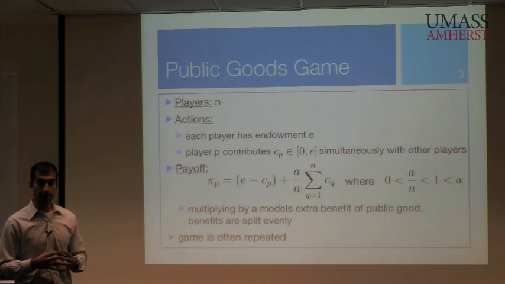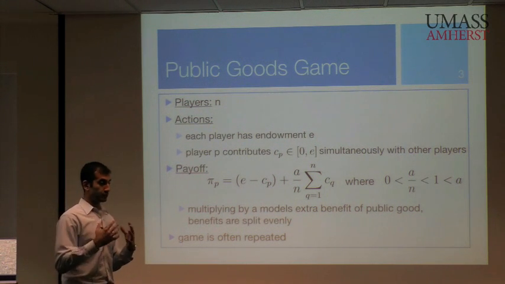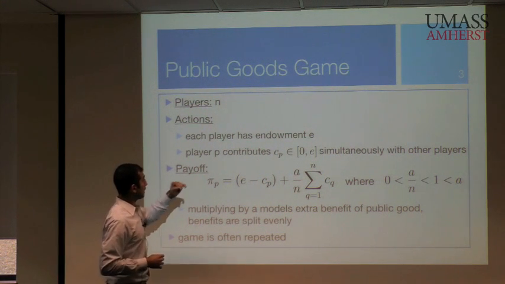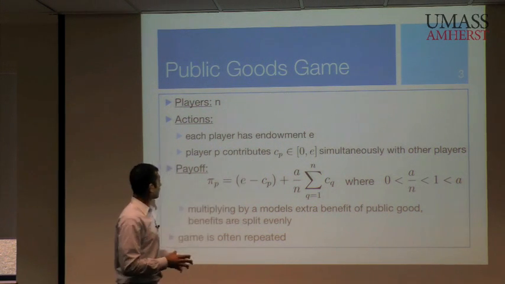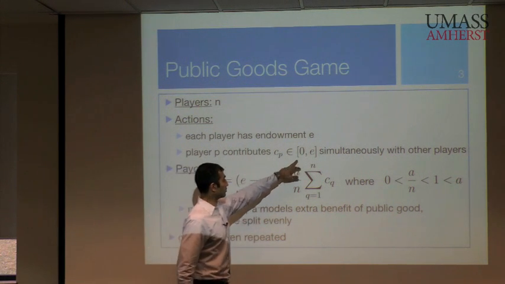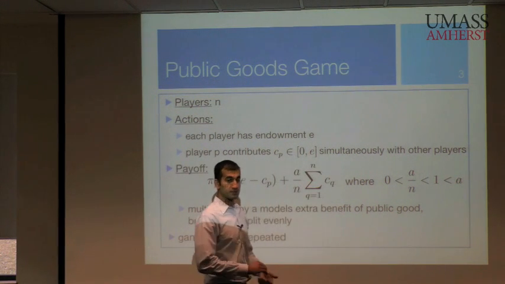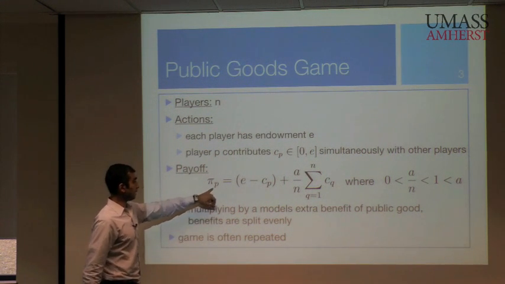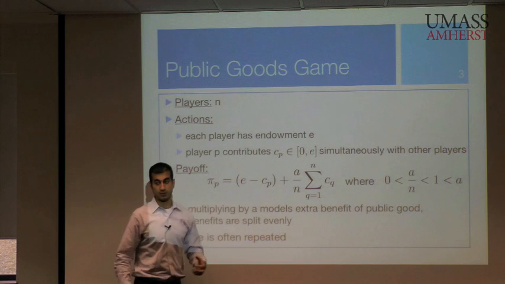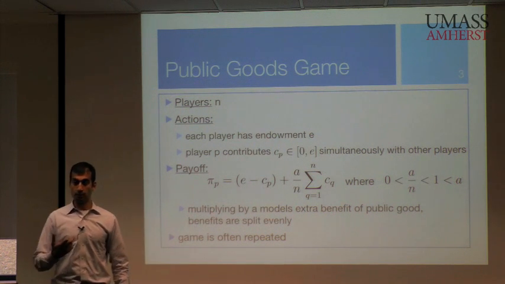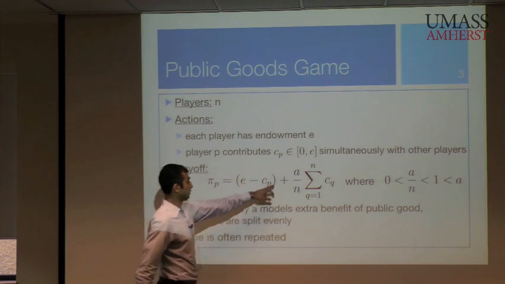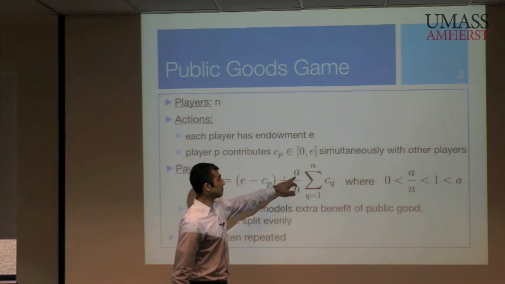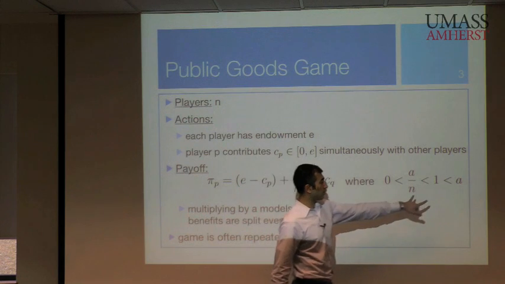So what is a public goods game, and how does it capture this dilemma? A public goods game is the following. There are n players. Each player has an endowment E, and each player contributes some amount between 0 and E, simultaneously with all the rest. And here's the payoff function. The payoff to player P is their endowment minus their contribution, that is, how much they decided to keep, plus the sum of the contributions of everyone else times A. A is a constant factor assumed to be greater than 1.